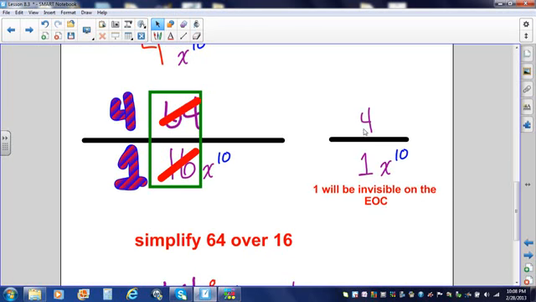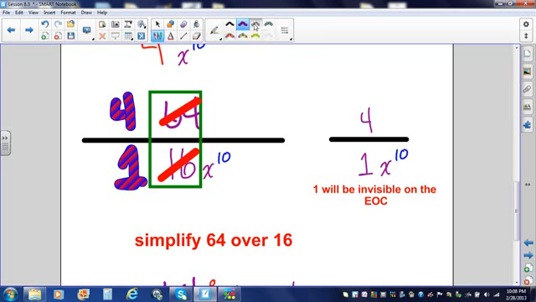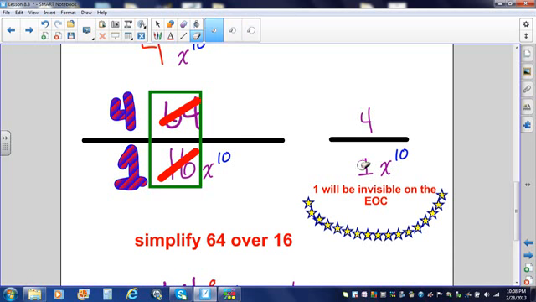So we have 4, fraction bar, 1, x to the 10th. Remember, on the EOC, the 1 will be invisible. The 1 will be invisible. There is your solution.